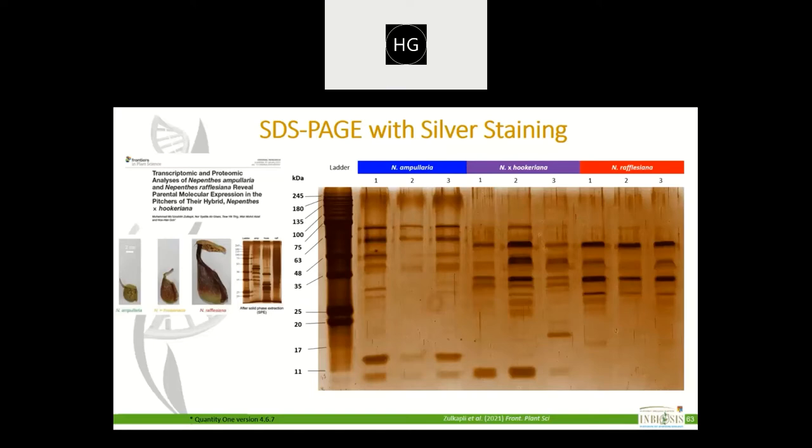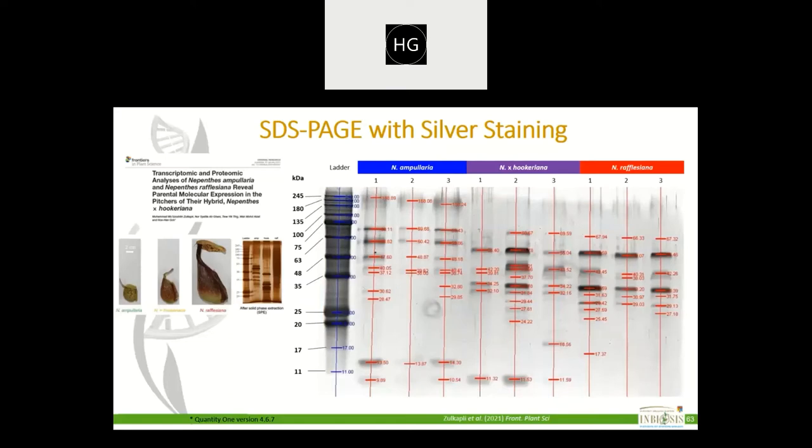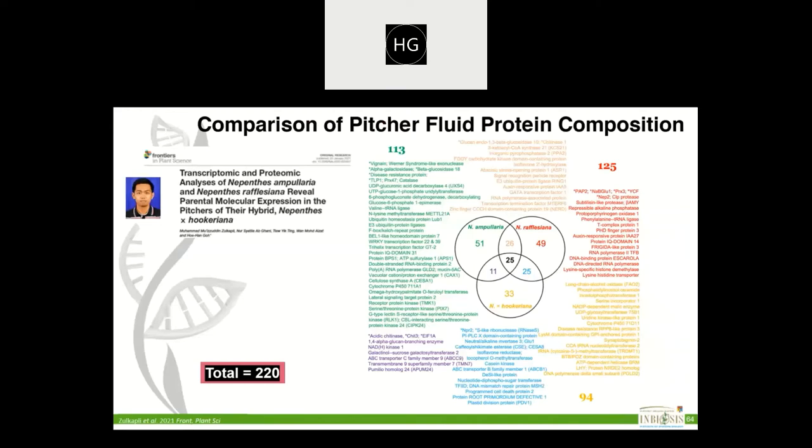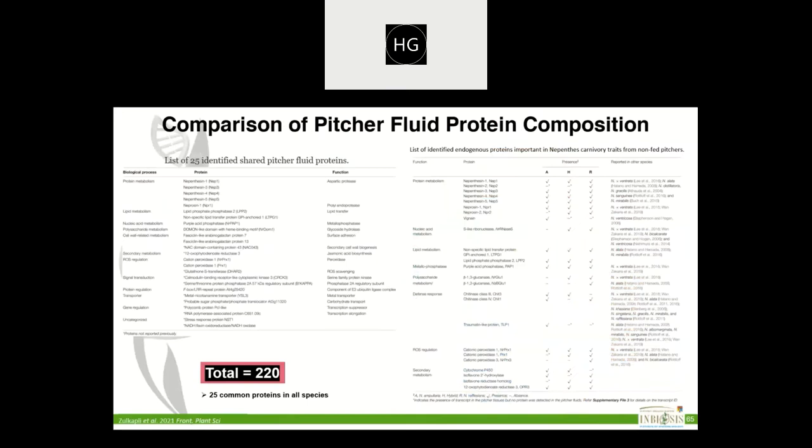As you can see, after running on SDS-PAGE and silver staining, because of the low concentration we need to use the non-mass spectrometry compatible silver staining. You can see that even the hybrid shares some of the proteins from each parent. After we finished the profiling, I managed to identify around 220 proteins. This is the most ever identified in any Nepenthes species, many of which were unknown before that could be in the pitcher fluid.